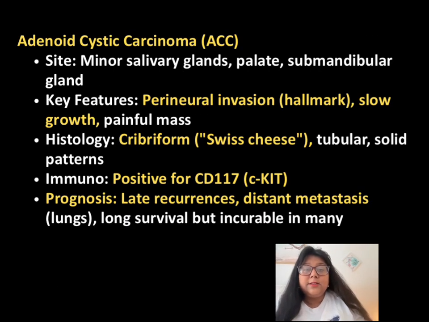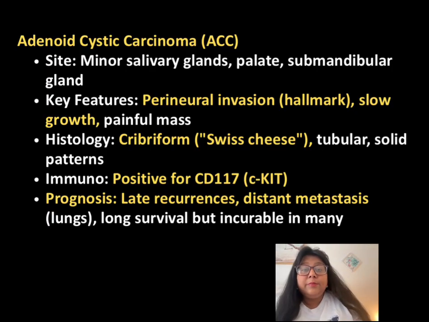Adenoid cystic carcinoma. This one is an interesting tumor. The site is mainly minor salivary glands, palate, and submandibular gland. Key features are perineural invasion, which is the hallmark of this tumor, and it is a slow growing tumor. Always remember, it's a slow growing tumor.